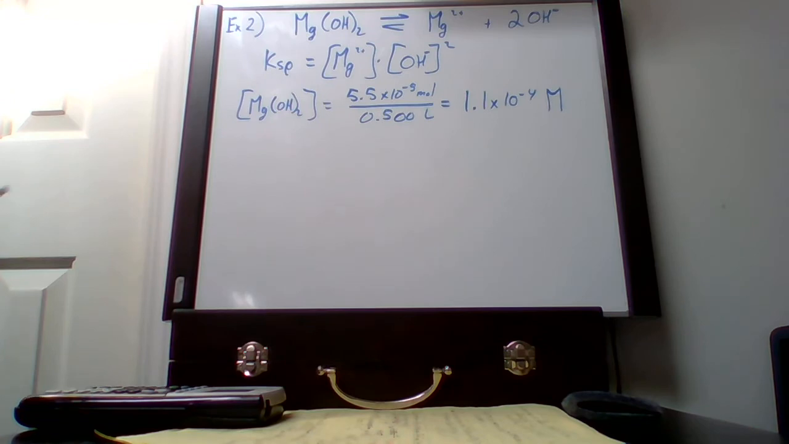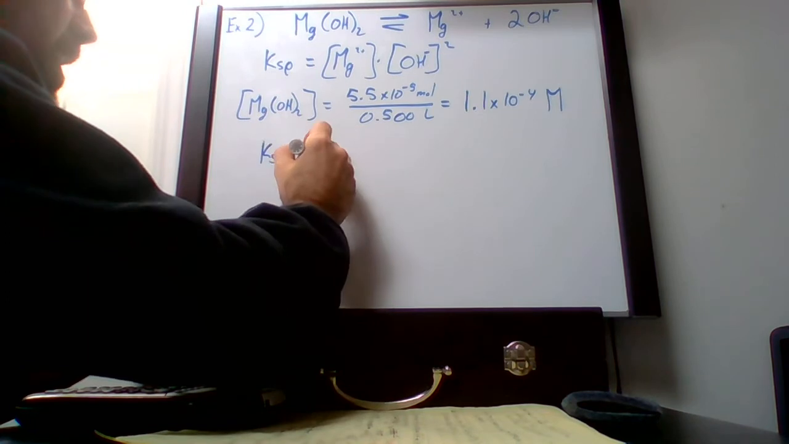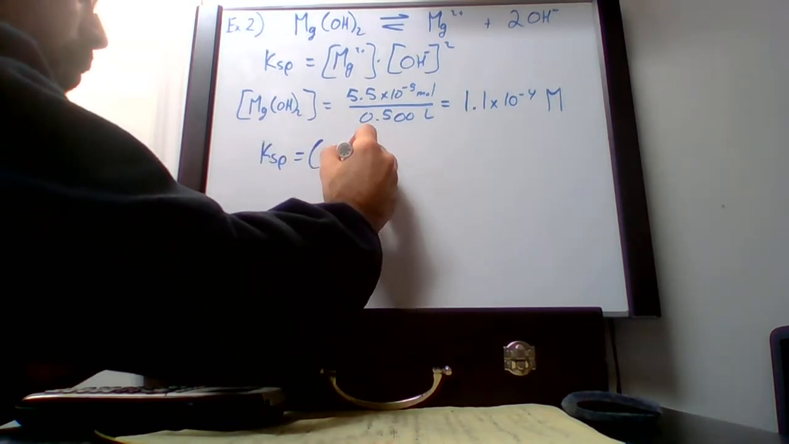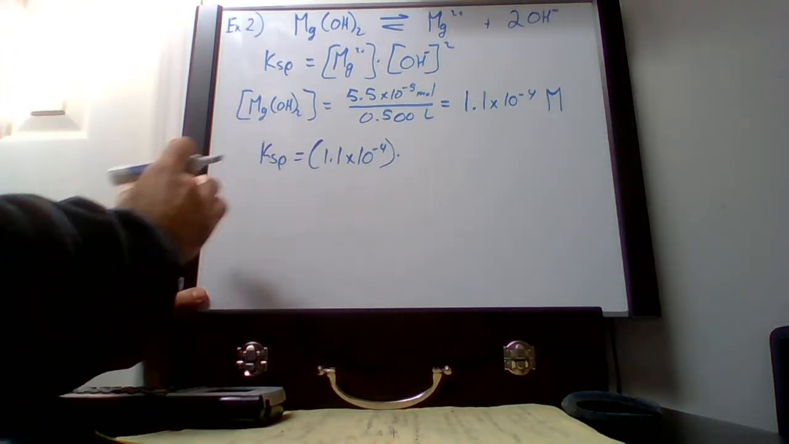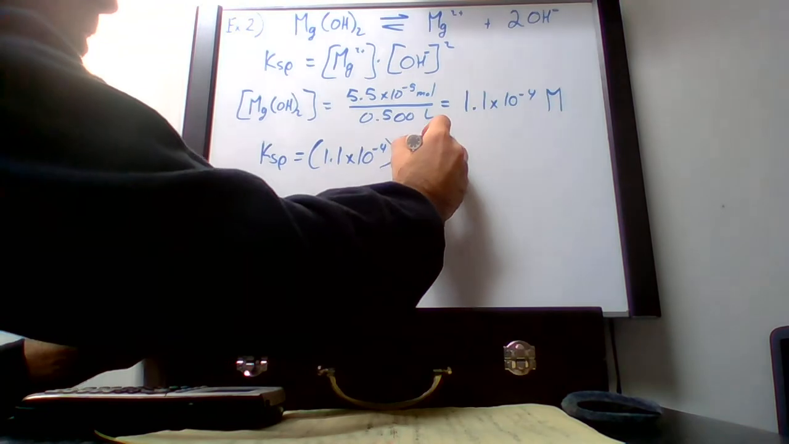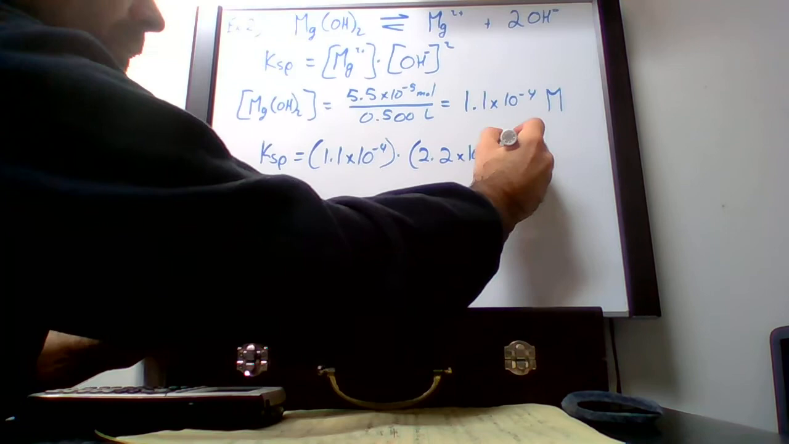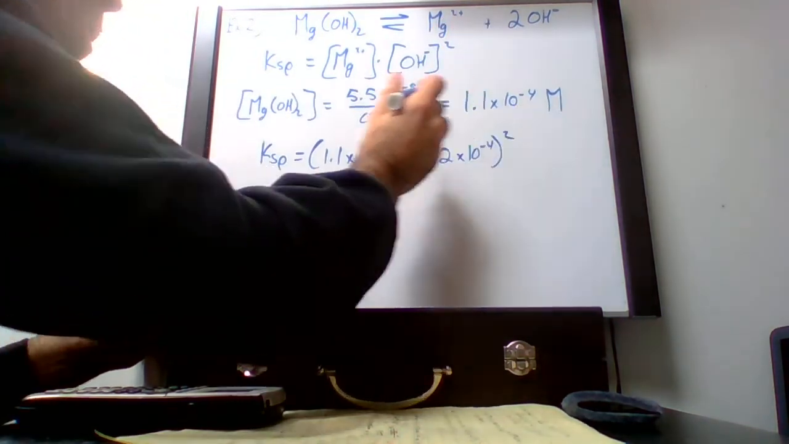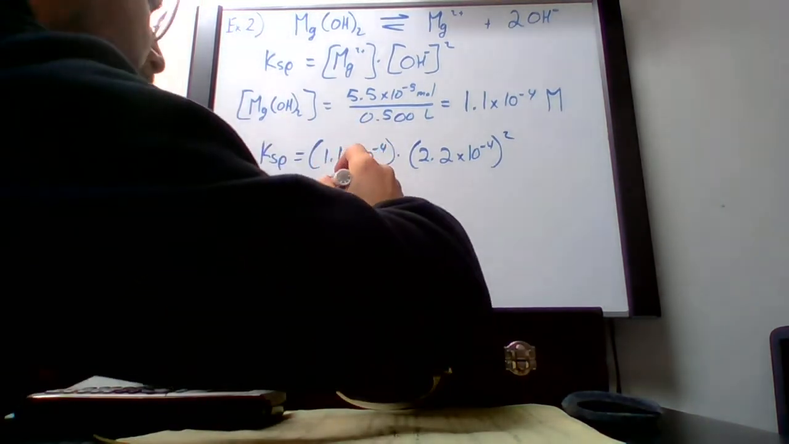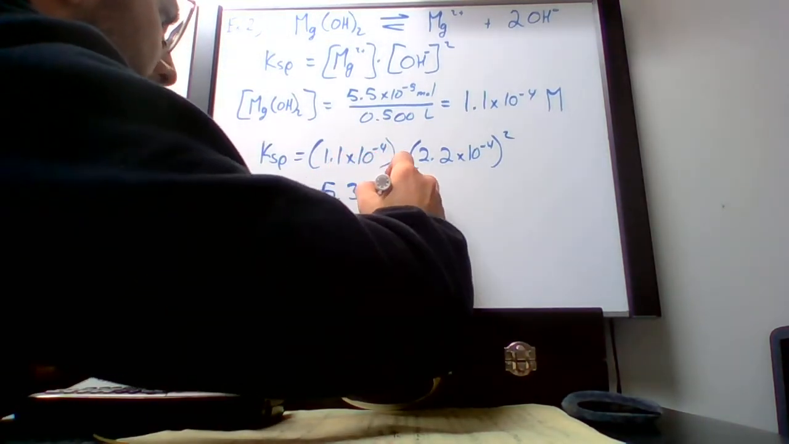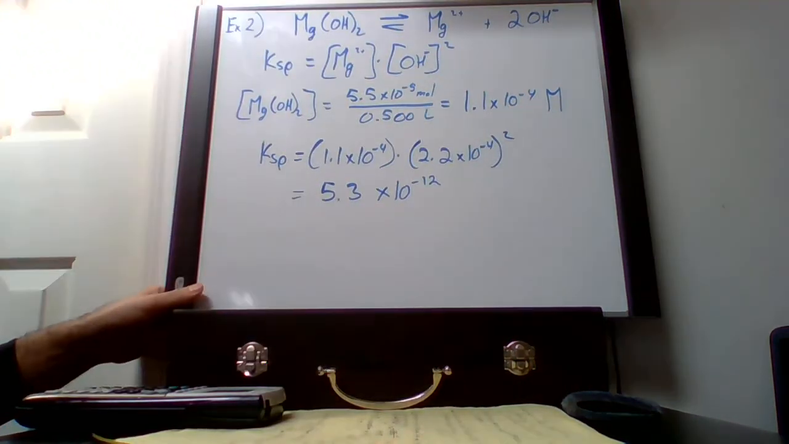Okay, now since we have the 1-to-1 with our magnesium, our KSP is going to be that 1.1 times 10 to the negative 4. Okay, that was the concentration of our magnesium. Our hydroxide is double that, so we would have a 2.2 times 10 to the negative 4. And then we have to square that. And so when we plug this in and consider sig figs, we get a KSP of 5.3 times 10 to the negative 12.